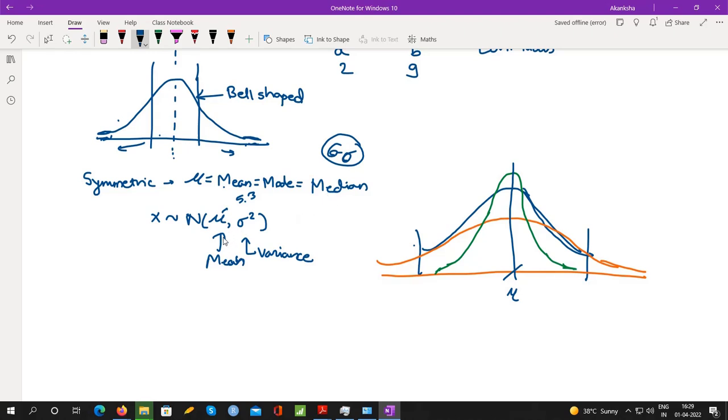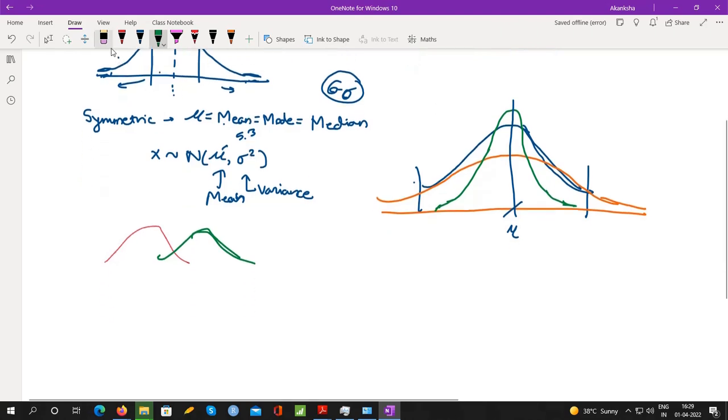Further, if I have two different means, then of course the peaks would be different. So this could be one normal, and I could have this as some other normal. So two different means. Okay, but here I am drawing a picture where the mean is constant and variances are different. So the orange one has the highest variance, so more spread. The green one has the lowest variance, so less spread, and so on.